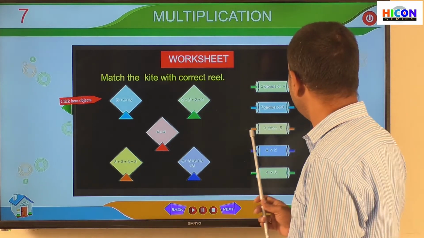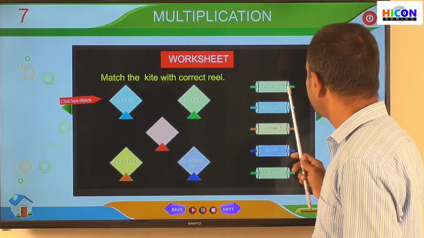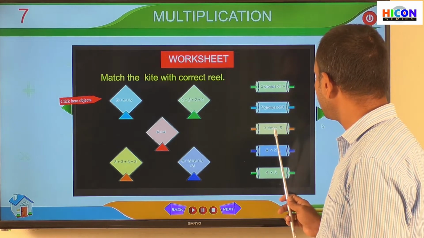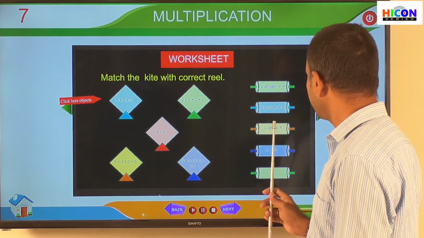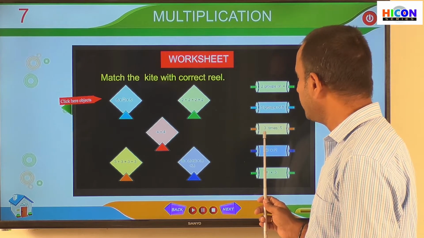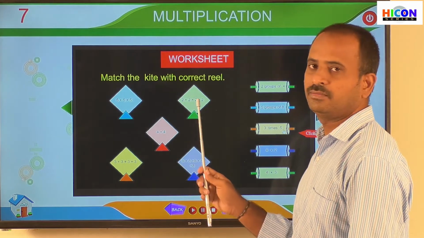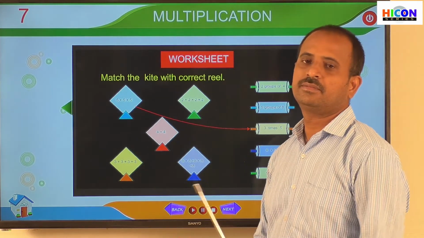So where is the reel 3 groups of 5 or 3 times 5? If you consider the reels, where is the reel 3 times 5? So here is the reel 3 times 5. So this is the correct reel which will be matched with the first kite. So match this reel with the first kite.